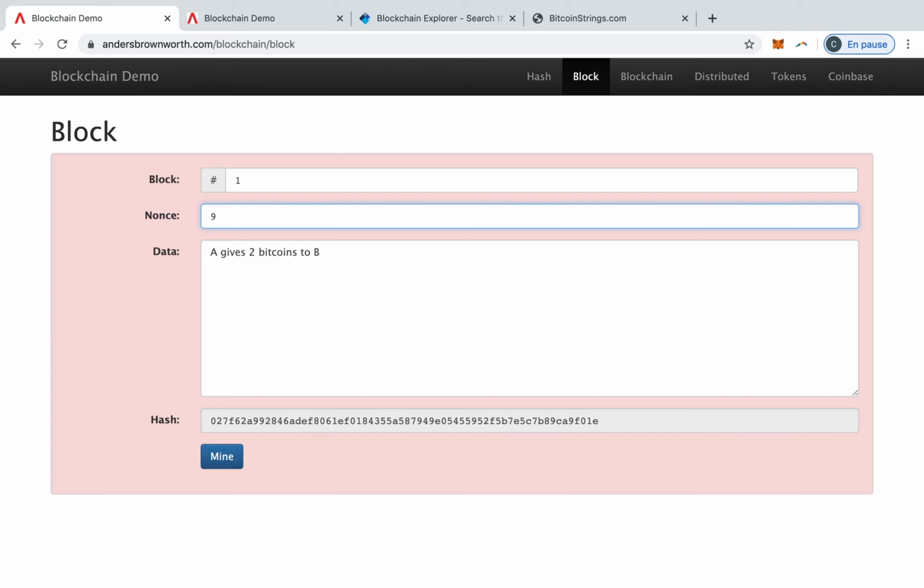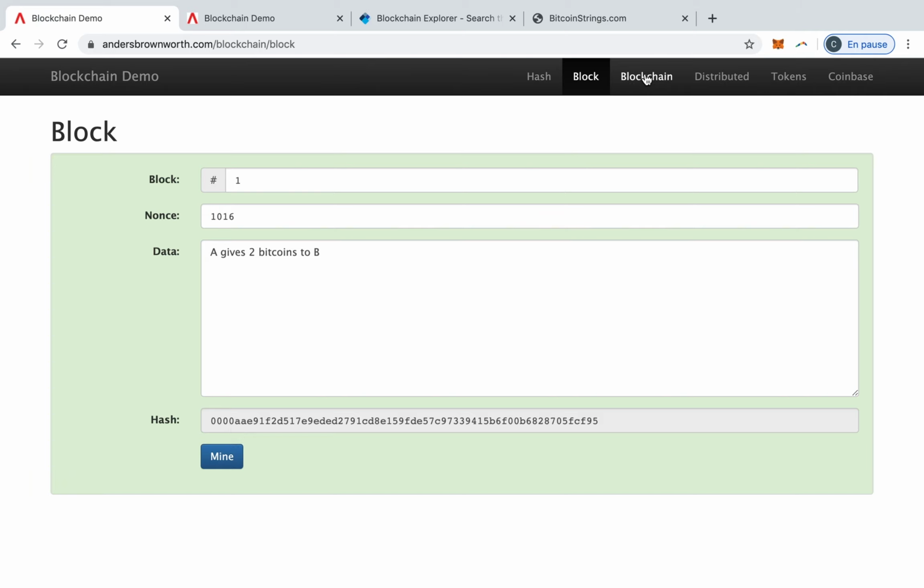So actually, we're not going to look for 1 zero, but for the hash to start with 4 zeros. I'm not going to do it manually. There is a button called Mine that Anders Brownworth designed to automatically try all the numbers from 0 to infinity. So let's press this button. You see, and it was pretty fast, a solution is 1016, for which the hash starts with 4 zeros.